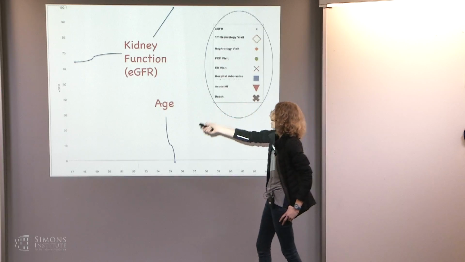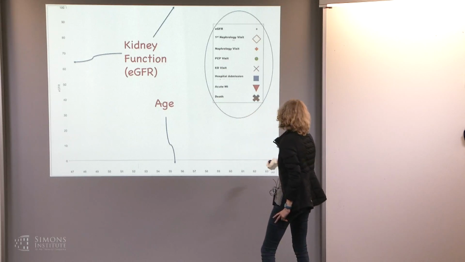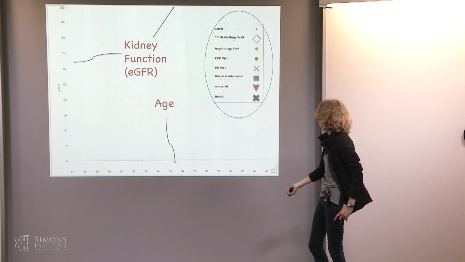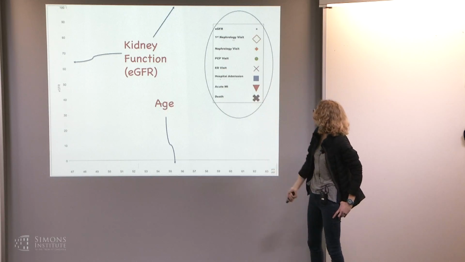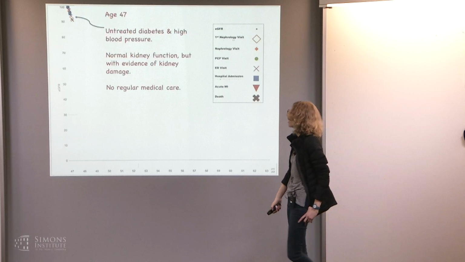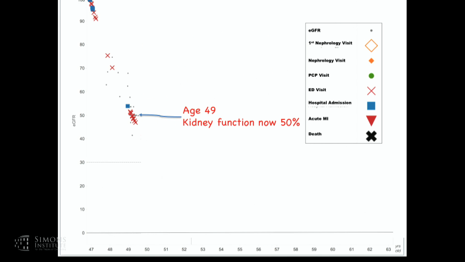Okay, so on the y-axis is eGFR, basically a measure of how well this person's kidneys are working, and on the x-axis is their age. You're going to see all of these things on this chart. At age 47, this patient presents themselves to Duke. They have untreated diabetes, they have high blood pressure, their kidneys are functioning normally, but there's a little bit of evidence that something is happening, and the person isn't receiving regular medical care.